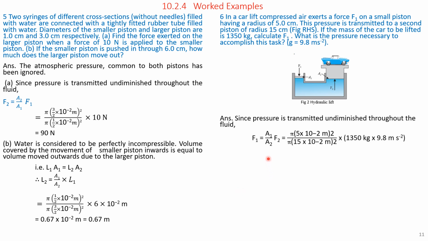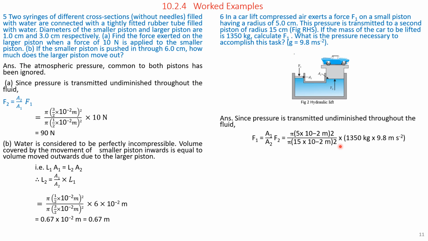Now we know F1 by A1 is equal to F2 by A2. Substituting the values, A1 is pi into (5 into 10 to the power of minus 2 meter) whole square, so this is 5 centimeters converted into meter, divided by A2. The value of A2 is pi into (15 into 10 to the power of minus 2 meter) whole square, and F2 is given as 1350 kg.